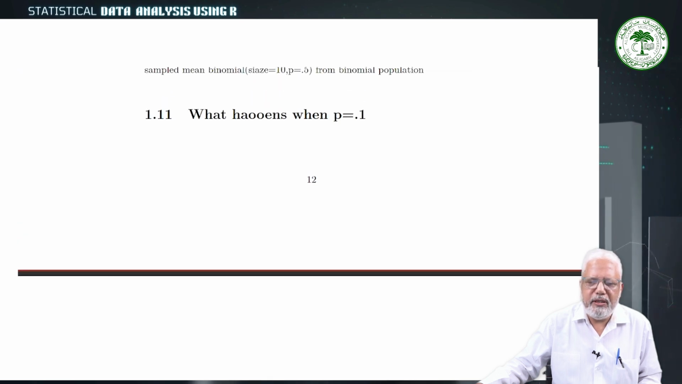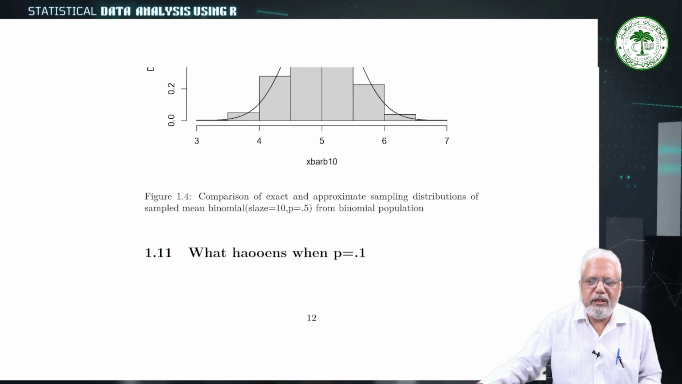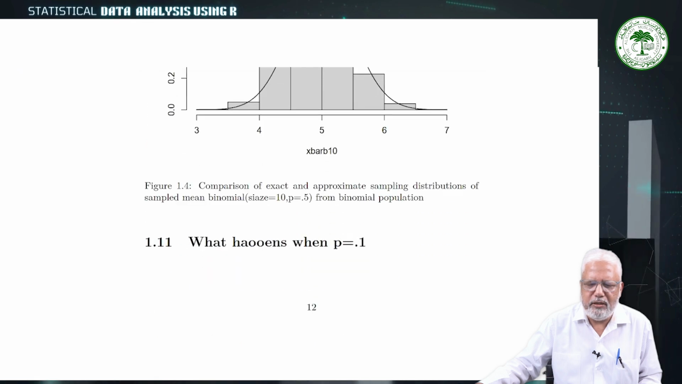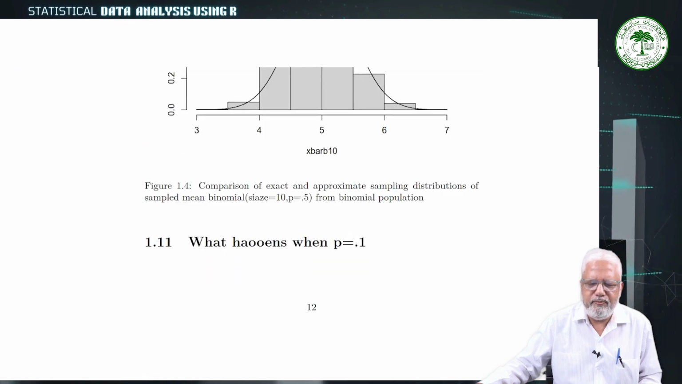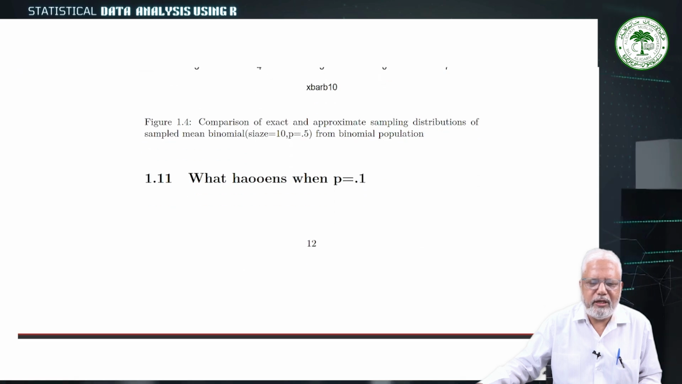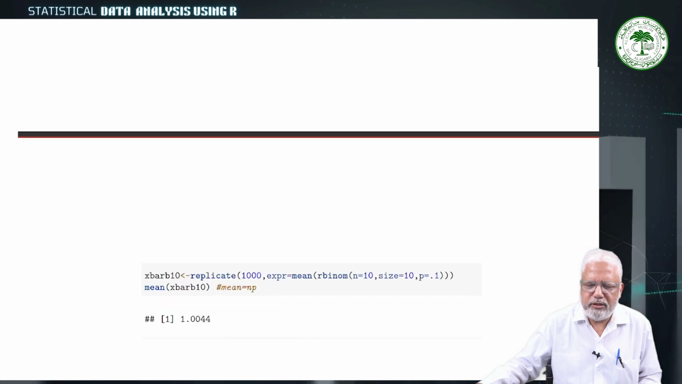So, p lies between 0 and 1. We began with p equal to 0.5, when it lies in the middle. Now, at the left extreme, we are going to see what happens when p is equal to 0.1.